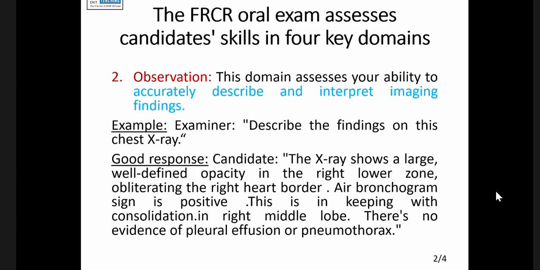So radiology knowledge. Then it's observation. Observation is what we do as a radiologist, describing the finding accurately and interpreting it. So, for example, there is an opacity in the right lung on a chest X-ray. If you describe it that there is a soft opacity in the right lung, which is obliterating the right heart border, and air bronchogram sign is positive. This is in keeping with consolidation. So you have described the finding and you have interpreted the finding. So this is observation.